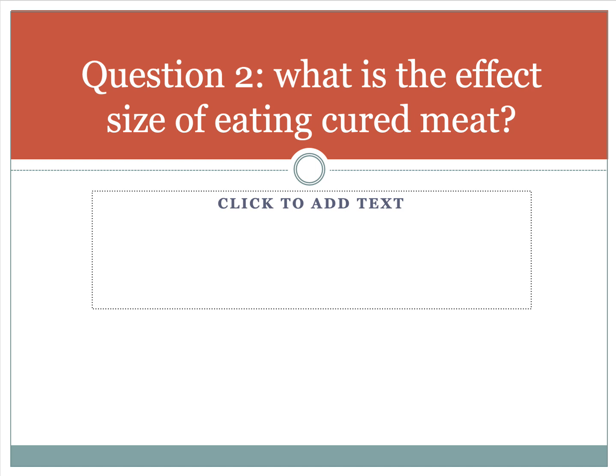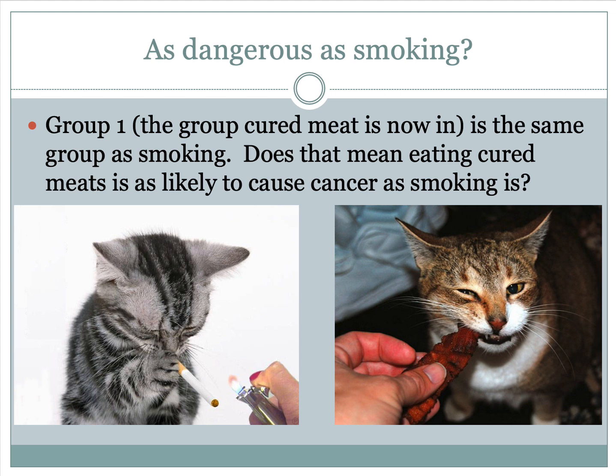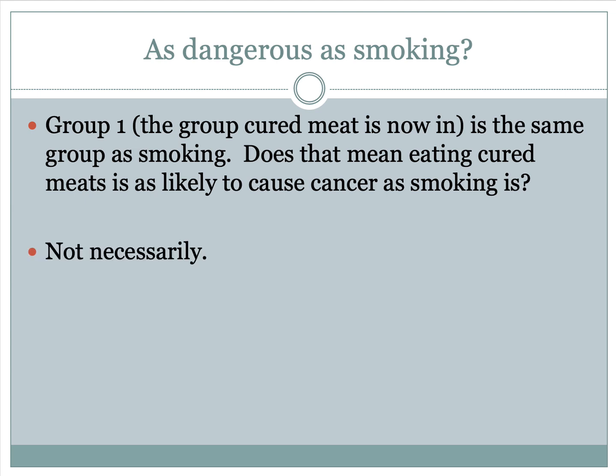Okay, so eating cured meat can cause cancer, but how much of an effect does eating cured meat have in terms of your cancer risk, right? Is it really as dangerous as smoking? Okay, we're just as sure that cat on the left smoking a cigarette, that cigarette smoking causes cancer. We're as sure as cat on the right eating some bacon. But does that mean that eating cured meat is as likely to cause cancer as smoking is? Is it as dangerous as smoking? No, not necessarily, and this is where effect size comes in.